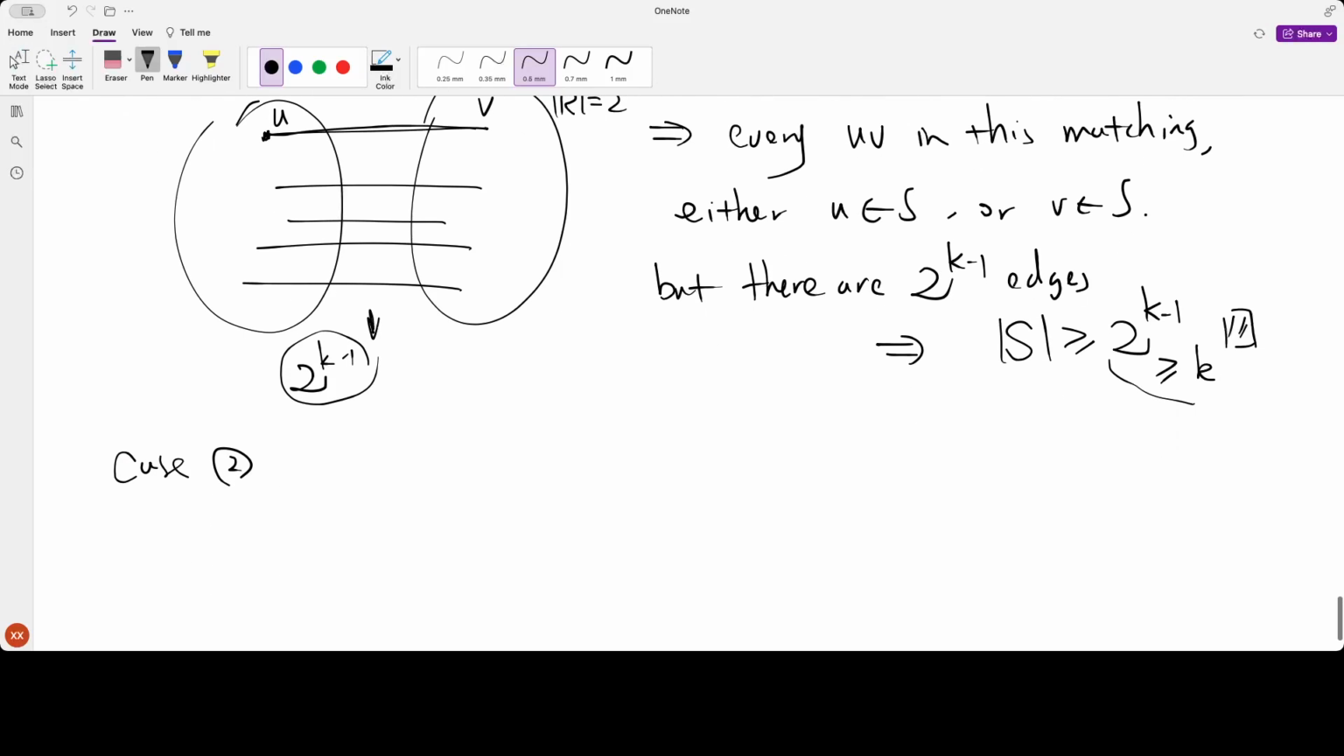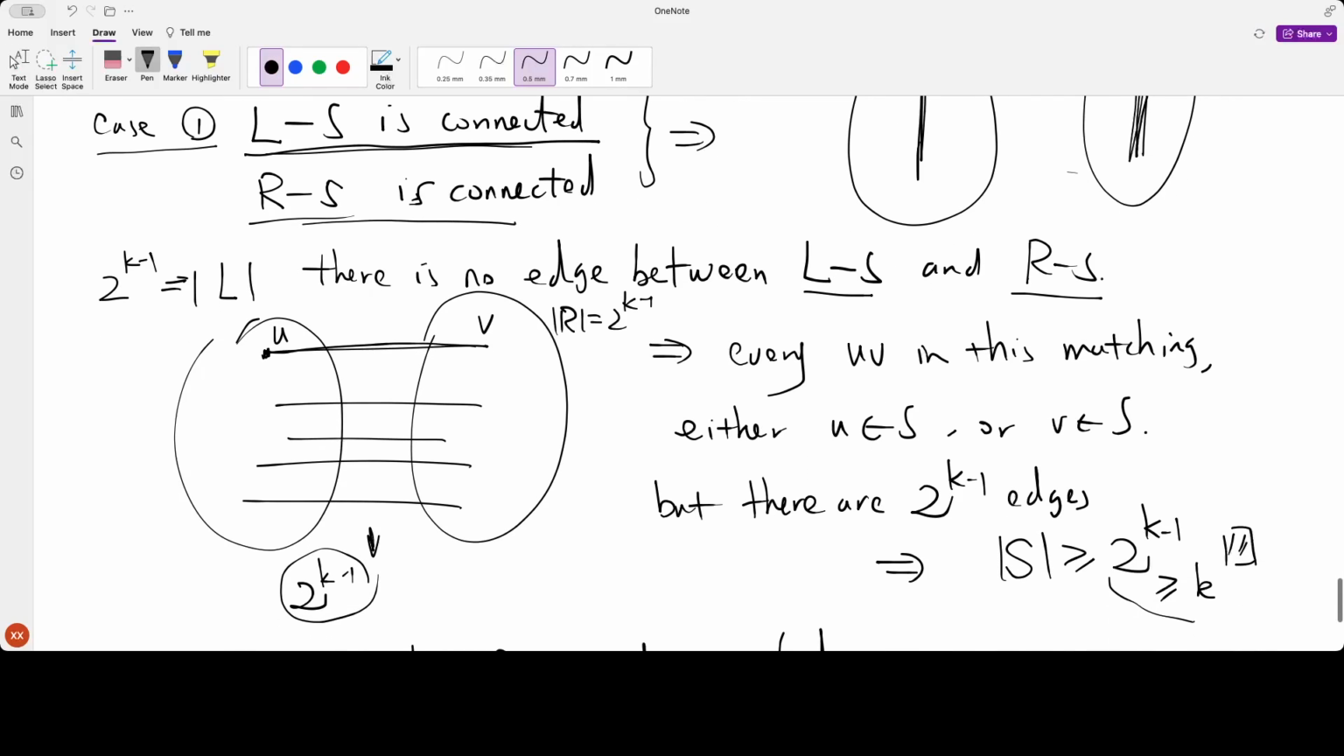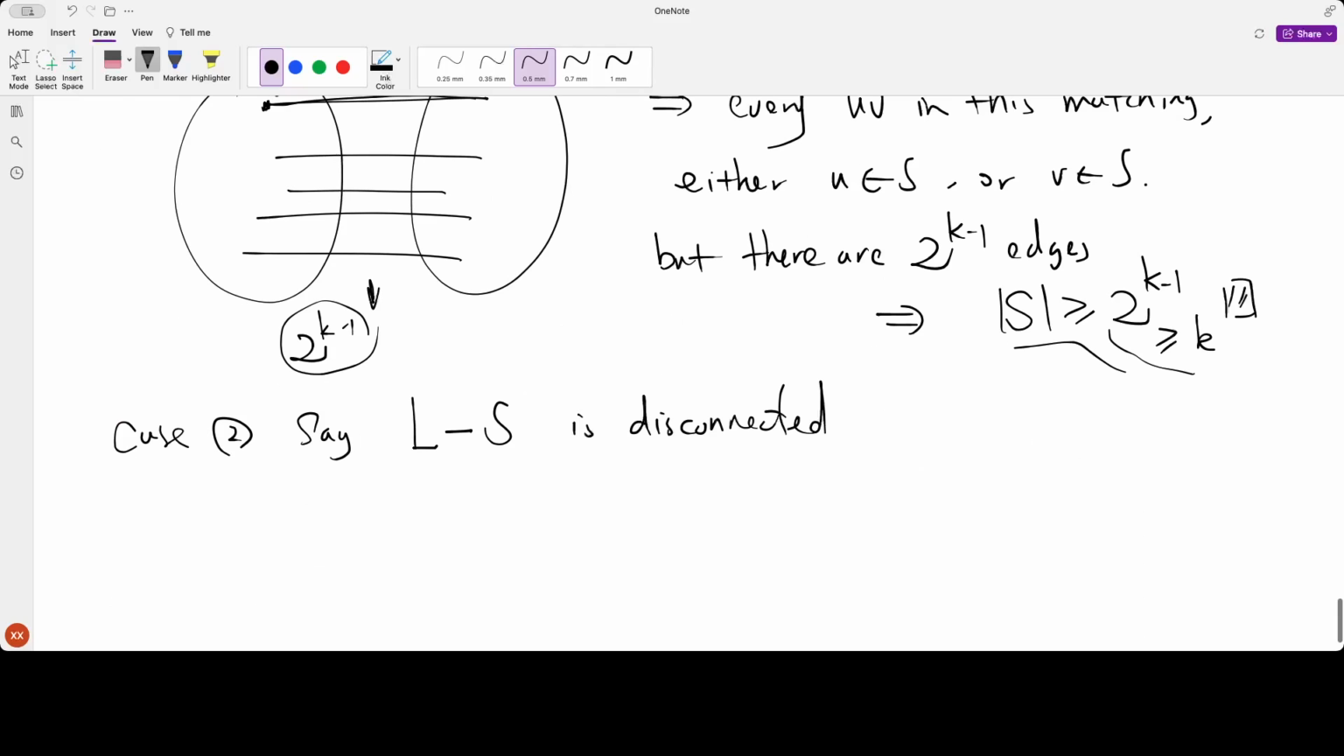Okay, so say L minus S is disconnected. So we discuss this into two different cases. The first case is that both sides are connected, and then we conclude that S is really large. And then the second case is that at least one part, L, say, it is disconnected by S. So L minus S is disconnected.